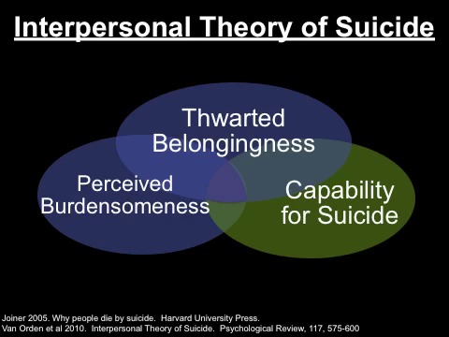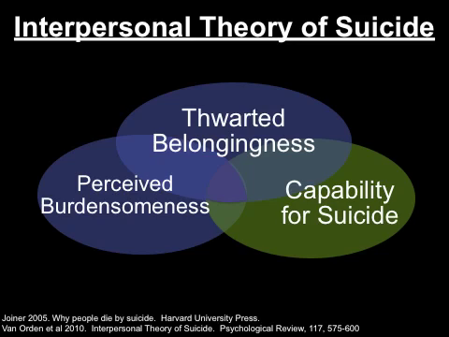Thomas Joiner, he's a clinical psychologist at the University of Florida, and while he was getting his clinical training, his father took his own life, and that changed the direction of Dr. Joiner's career and led him to focus on this behavior. And from his work, he's developed this theory that suicide can be thought of as just the confluence of three processes overall: thwarted belongingness, perceived burdensomeness, and capability for suicide.